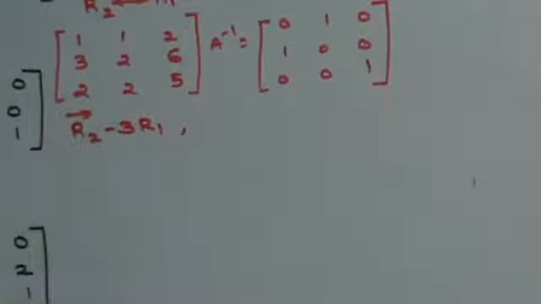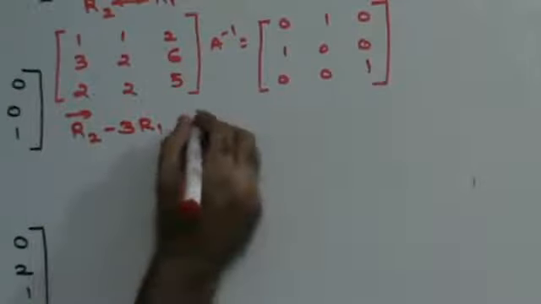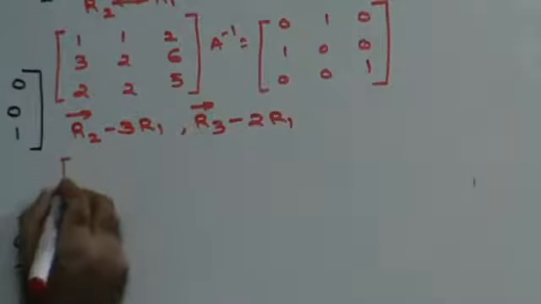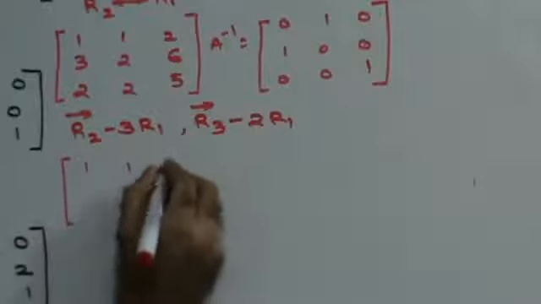R1. I want to make this number as 0. Where is the number? In R3. What is the number? 2. What is the complement of 2? Minus 2 R1. Right? So this is going to be equal to 112.